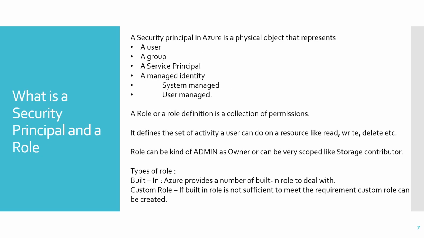Now, the next topic is what is a security principal and a security role. A security principal in Azure is an object which represents either a user or a group or a service principal or a managed identity. So any one of them can be used as a security principal. Now, within managed identity, there are two kinds of identity. We can define a system managed identity and a user managed identity.